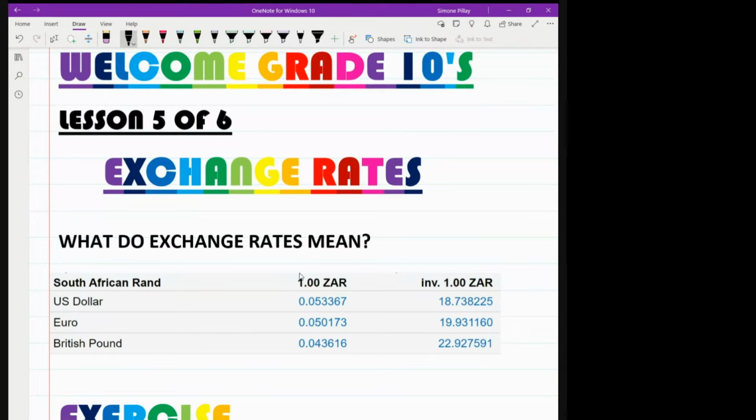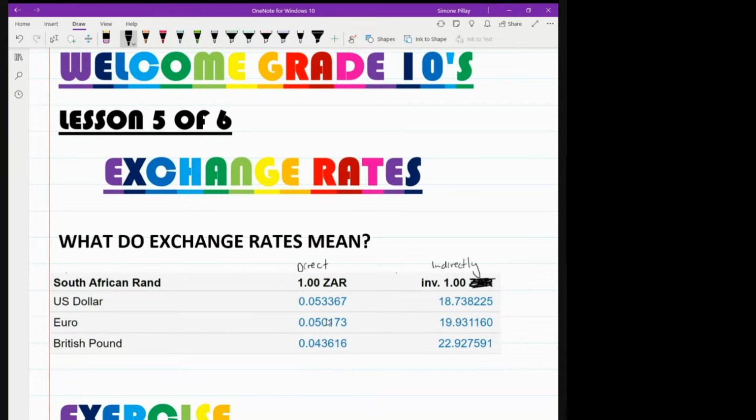Now, there's 2 different ways we can write exchange rates. Exchange rates can be given directly, or they can be given indirectly. And let us look at what they mean. So I'm just scratching this out. Don't even bother about that.